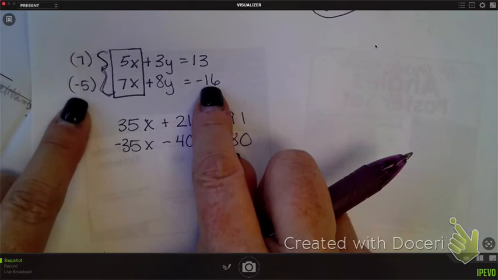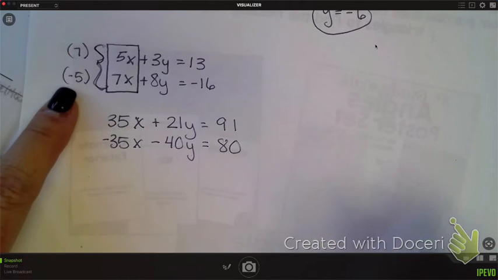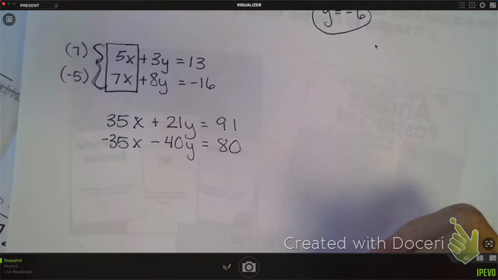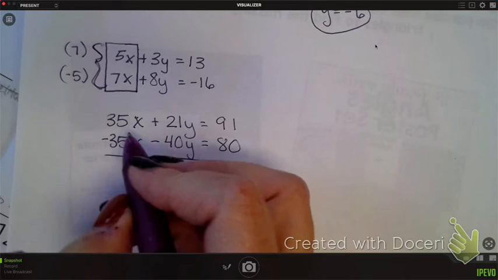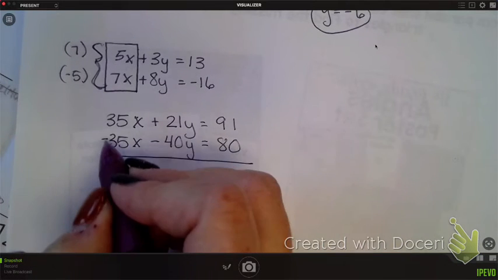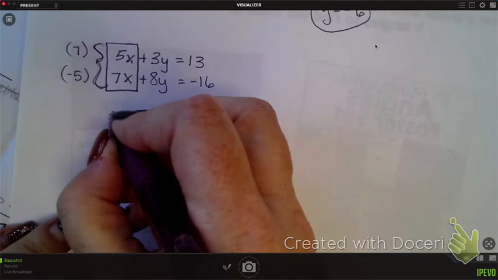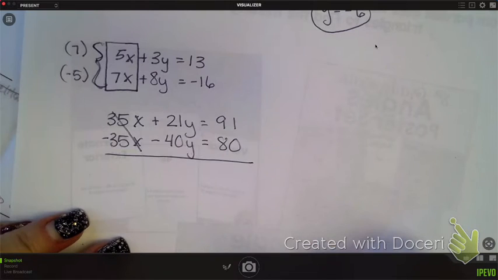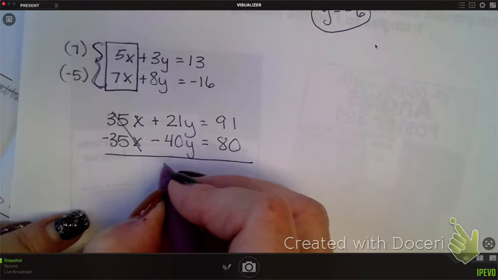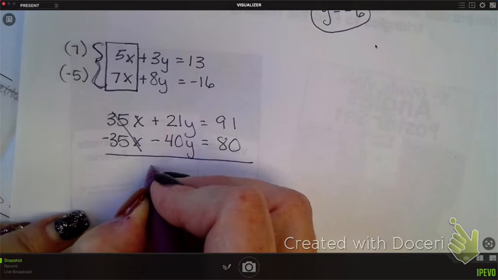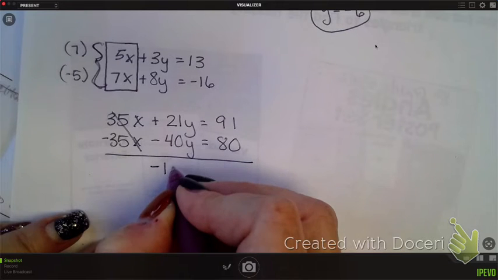Okay, so if I mess up on my negatives and positives, is it going to make a difference? Yes. When you do this right away, if the ones you wanted to eliminate don't eliminate, did you do something wrong? Yes. Okay, so the x is eliminated. So I just combine them. 21 and negative 40 is negative 19.